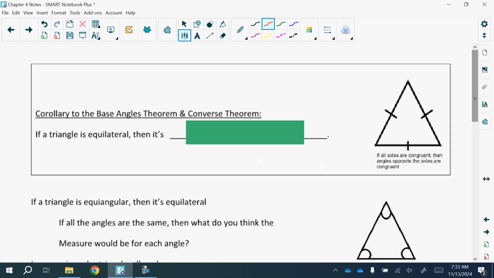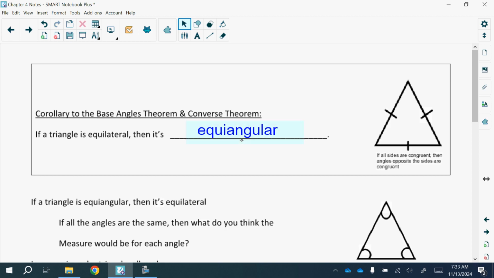Okay, so a corollary to the base angle theorem and converse theorem. Corollary just means you're still cool, but just not cool enough to be called a theorem. Typically means because the logic used in this is going to be the exact same logic from a theorem that was already stated. Not that any of that's that relevant, but it says if a triangle is equilateral, then it's equiangular. Because using the logic from the base angle theorem, we were basically stating that given that these sides are congruent, then the angles are congruent directly opposite of the sides.